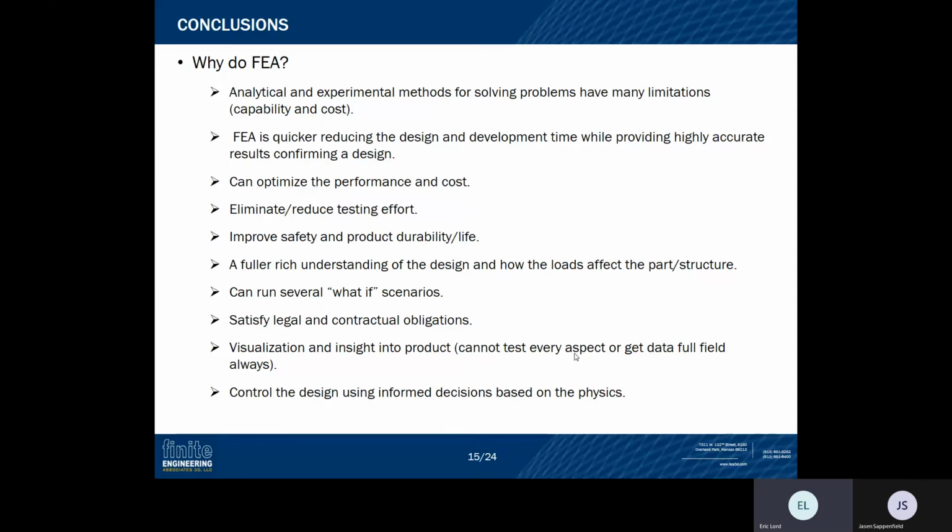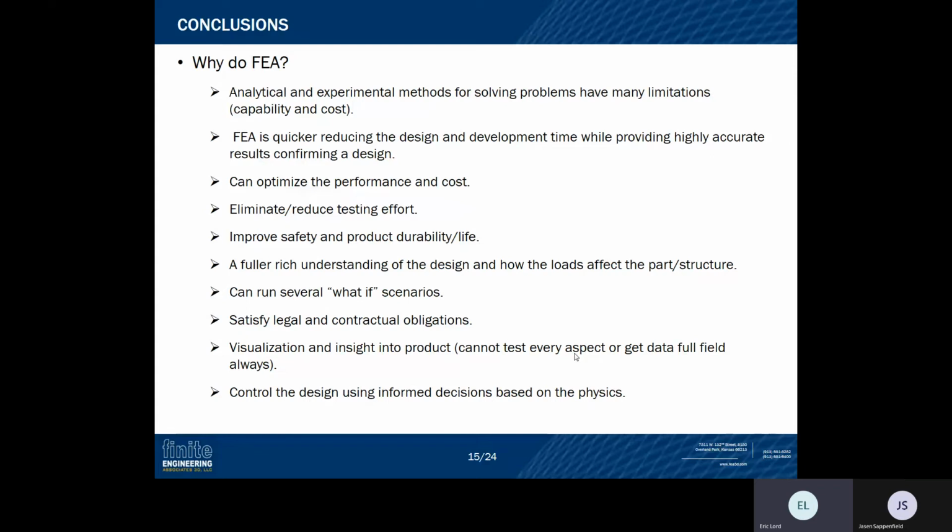And then visualization and insight into the product. So obviously this goes back to the previous bullet that I just discussed. We cannot test every aspect and always get full data, and this is where we want something such as FEA. I think the most analogous experimental method would be DIC, digital image correlation. It's a very good process, but rather expensive, and usually confined to a limited area. It's more full-field than strain gauges would be, but it still is very specialized, obviously.